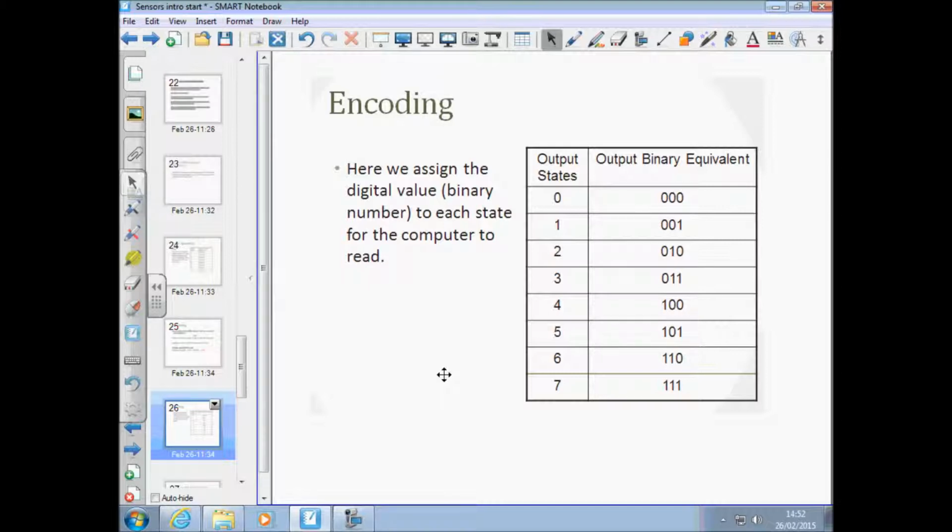So from that, this is the encoding, we assign a digital value or a binary number to each state. So 0 is your 3 noughts, 1 is 001, 2 is 010, and so on. So we've got this binary output that we talked about. So not the grayscale, we apply a binary number to it. So that we can then say no volts, 1 volt, 2 volt, 3 volt, and so on, or whatever we want it to be.